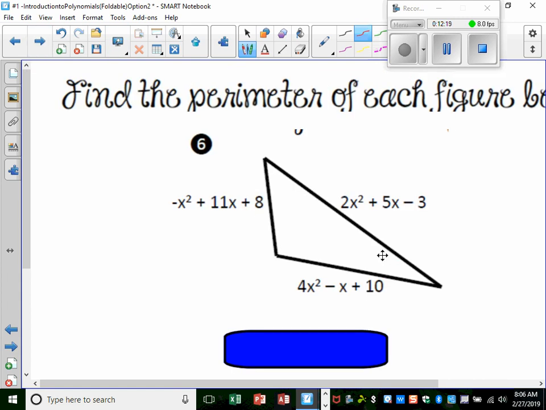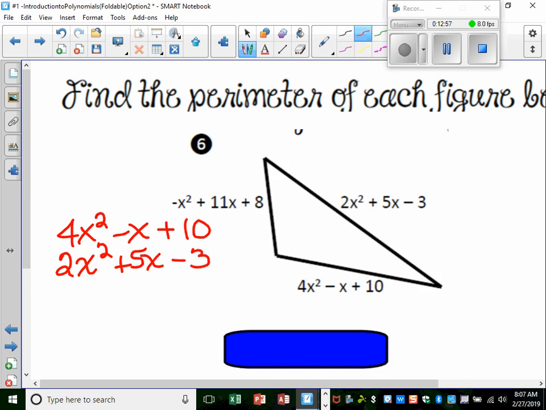All right. So what if you have a polygon, a closed figure, and they ask you what is the perimeter? Perimeter just simply means you're adding all the sides together. So again, you will add all the x squareds together, you will add all the x's together, and then you will add all the constants together. Okay, so what I would do is just line them all up again. 4x squared minus x plus 10. And if you only want to do the first two and then do the second one, you can definitely do that.